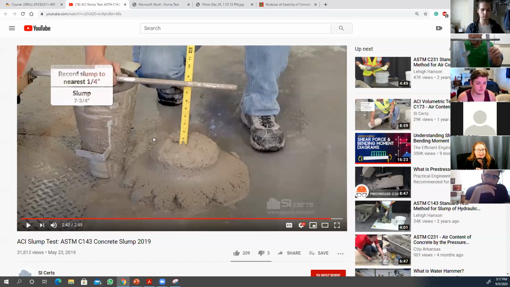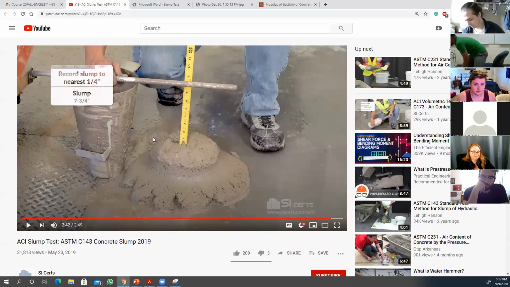So what you're looking for is the number that you measure from the top of the concrete to the top of the cone, and you're looking for that to be in the range that's posted on the bag. Exactly, 2 to 3 inches. If it is more than 2 to 3 inches, that means I added too much water. And too much water means less strength. It won't be as strong.